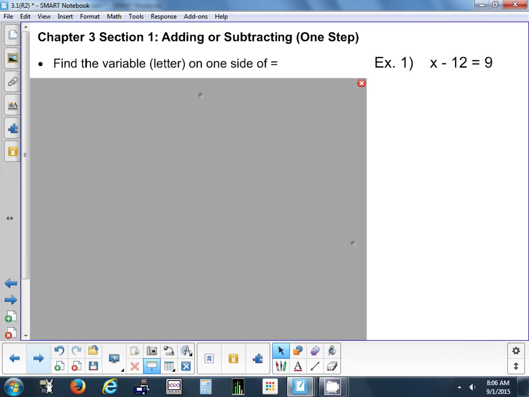All right, so you have something that looks like this on your notes. Your first step is going to be find the variable. That means the letter on one side of the equal sign. It seems like common sense, but sometimes you might have more than one variable. We're going to get to that a little bit later in the week. But the first thing you want to do is find that variable, that letter. I'll give you a few seconds to get that written down.